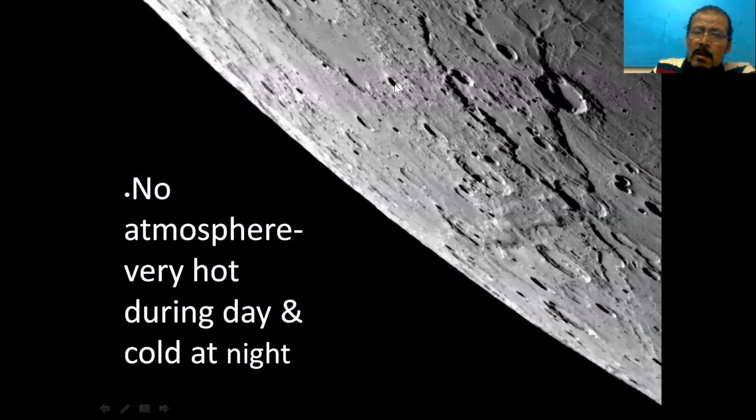This is the surface of the moon. It has no atmosphere, and this causes it to be very hot during the day and very cold at night.